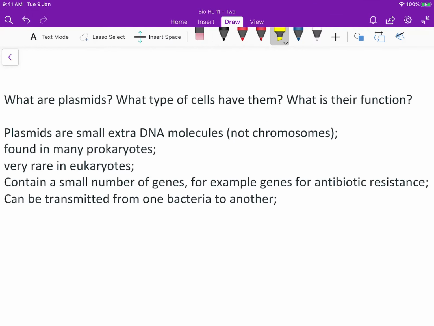Here's the summary. Plasmids are small extra DNA molecules, and they are circles, so we can draw them as small circles inside bacterial cells. They're found in many different prokaryotes. They're very rare, and really the IB says they're not present in eukaryotes. They contain a small number of genes, and it could be for antibiotic resistance, and they can be transmitted from one bacteria to another, so they can spread in a population.